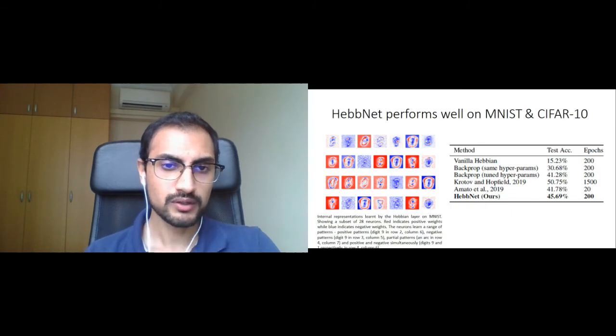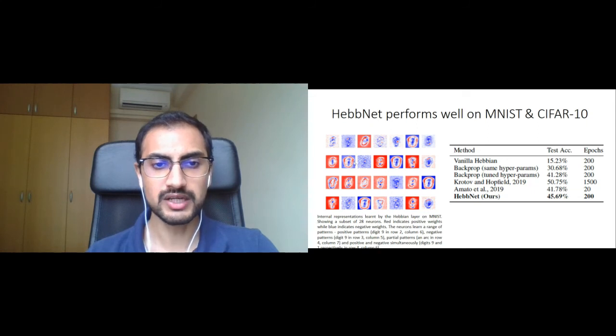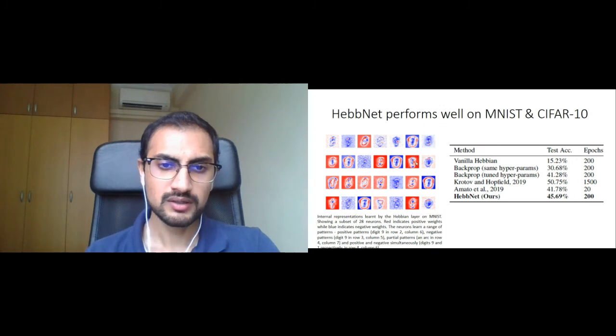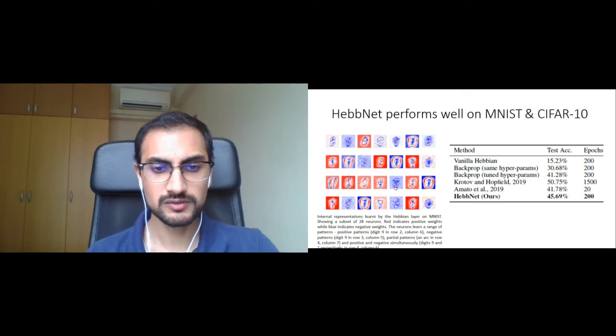We also plot what the neurons are actually learning in this graph, and each of these sub boxes represents a particular neuron. We show a sample of 28 neurons here. The red color represents positive weights and blue represents negative weights. We see the neurons learning many different kinds of patterns. They learn positive patterns, where the digit is being learned through positive weights, but also negative patterns, where this digit, again 9, is being learned through negative weights.